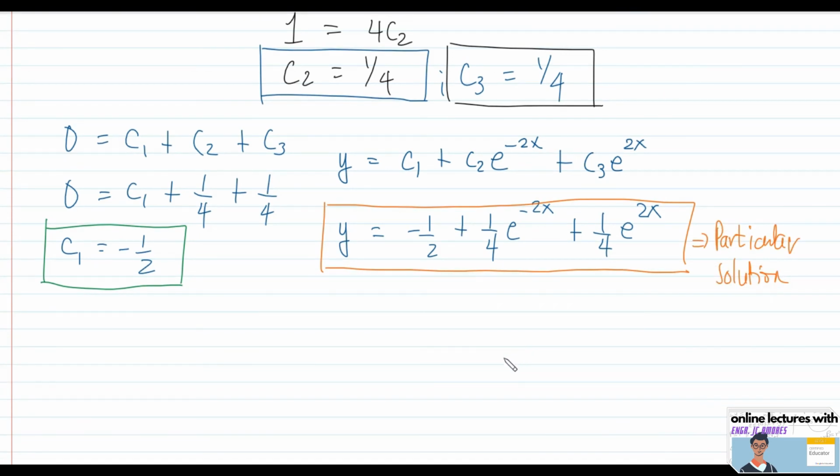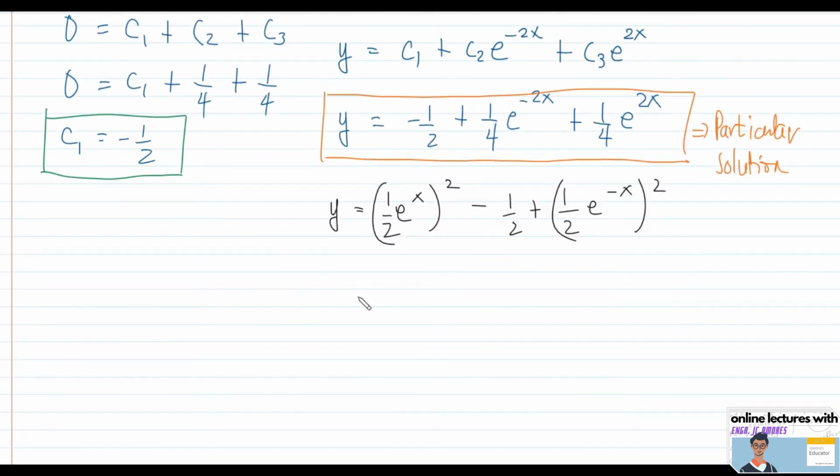Another way of rewriting this particular solution is that, if you realize this is actually equivalent to a hyperbolic function. But if you do not realize that, then that's fine with me. Notice here you have 1/4 e raised to 2x and 1/4 e raised to negative 2x. Now that 1/4 can be written as 1/2 e raised to x quantity squared, the middle term, and plus 1/2 again e raised to negative x squared. So what we have here is a perfect square trinomial, wherein we can simplify this as simply 1/2 e raised to x minus 1/2 e raised to negative x quantity squared.